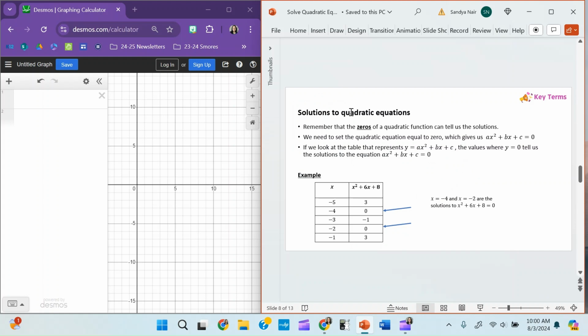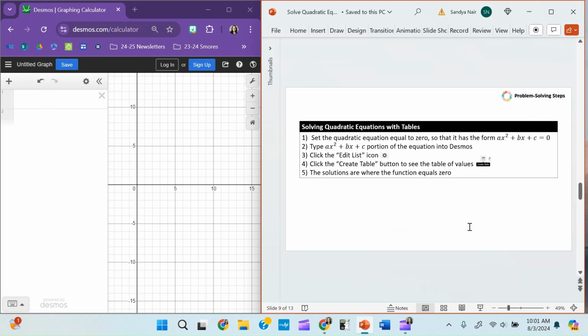So if we're looking at the table that represents the graph of a parabola, the places where y equals 0 are going to tell us the solutions to that quadratic equation. So for example, if we have x squared plus 6x plus 8 and we go ahead and graph it in Desmos, it's going to give us this table of values. If we look at the table of values, the places where the function is equal to 0, so you see here at negative 4 and at negative 2, we have the two solutions to that quadratic equation, x squared plus 6x plus 8. So here's how you go about doing this in Desmos.